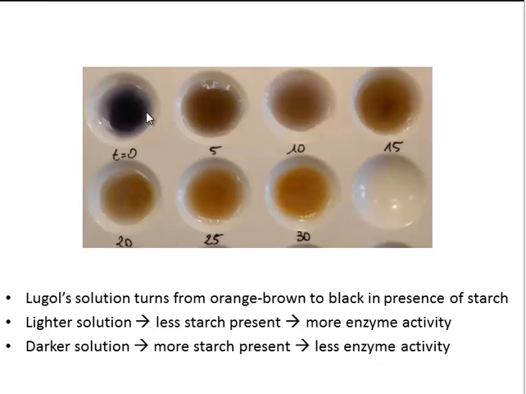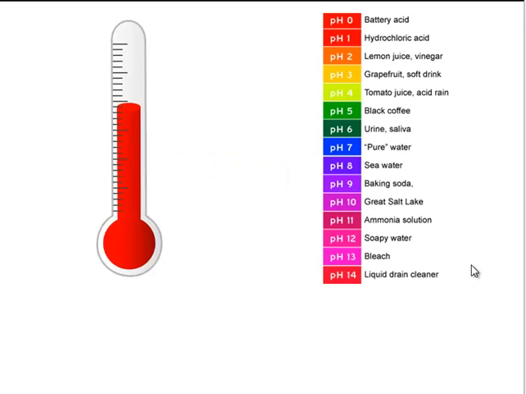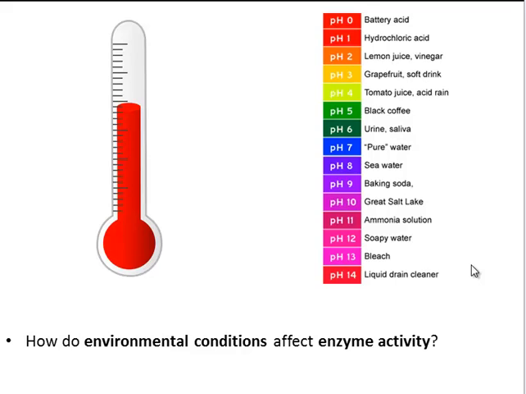So we can see in this well on the spot plate, because it's very black, there must be a lot of starch present, which means not very much reaction occurred. And thus, there must not be very much enzyme activity. So the problem we're investigating in this lab is, how do various environmental conditions affect enzyme activity? And those environmental conditions could be temperature or pH.